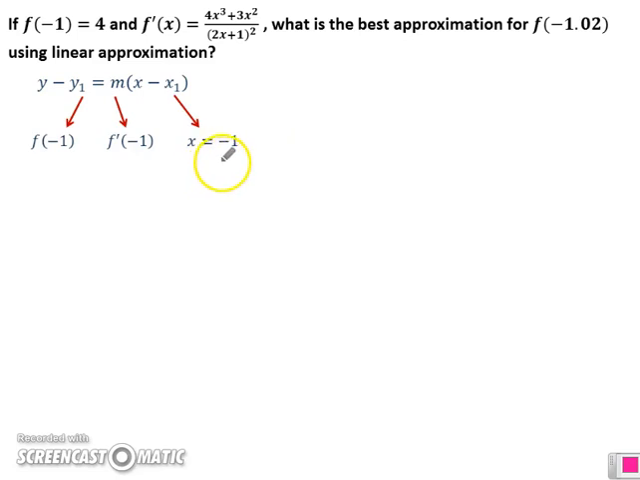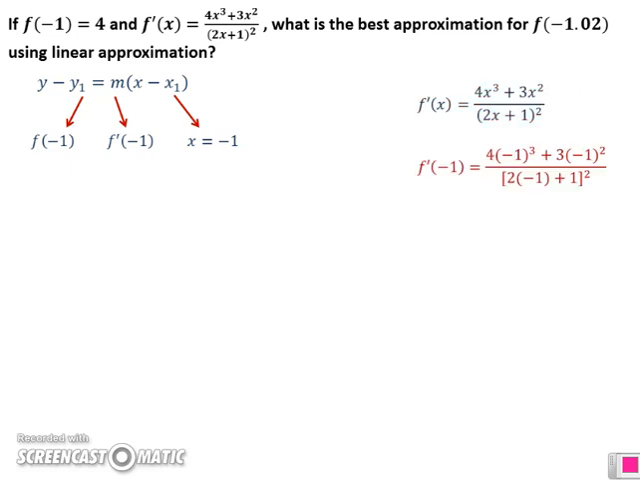x equals negative 1, y equals 4, and they actually gave us the derivative right here. That's so nice. Let's plug in that negative 1 and find the slope at x equals negative 1. It's kind of icky. You end up with 4 times negative 1 cubed plus 3 times negative 1 squared, 2 times negative 1 plus 1 down here, and you have to square all that. Simplify it.